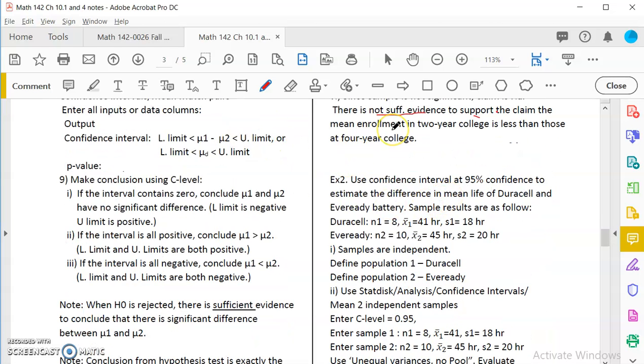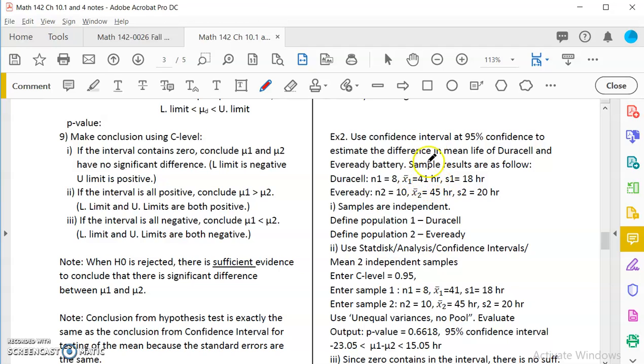So that's what you do if you do a hypothesis test of two independent samples. The second example is to do the same thing, but you have two samples comparing the mean life of two types of battery, the Duracell and the Ever-Ready batteries. They take some samples, a small sample, because battery life is usually normally distributed, so a small sample is fine. So 8, 41 and s1 for Duracell; Ever-Ready, n2, 10 batteries only. The mean is 45, the standard deviation is 20.